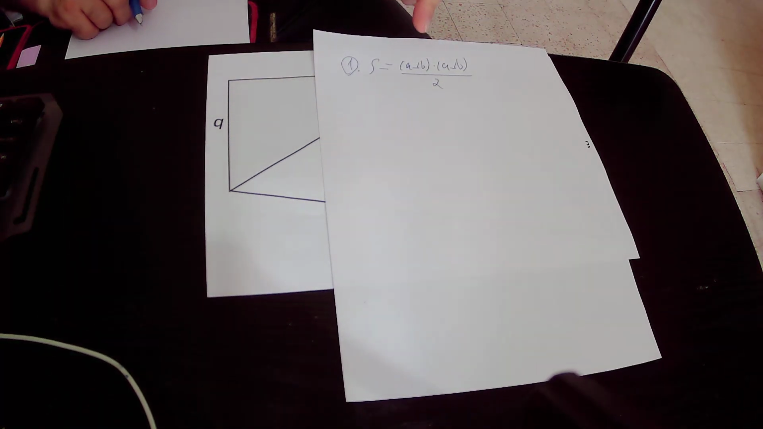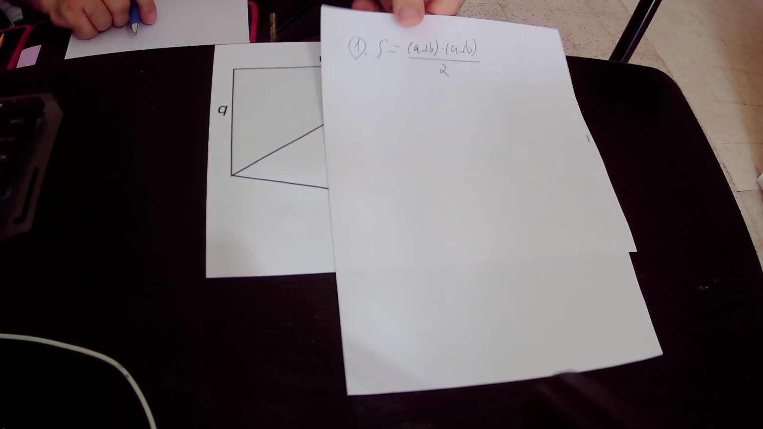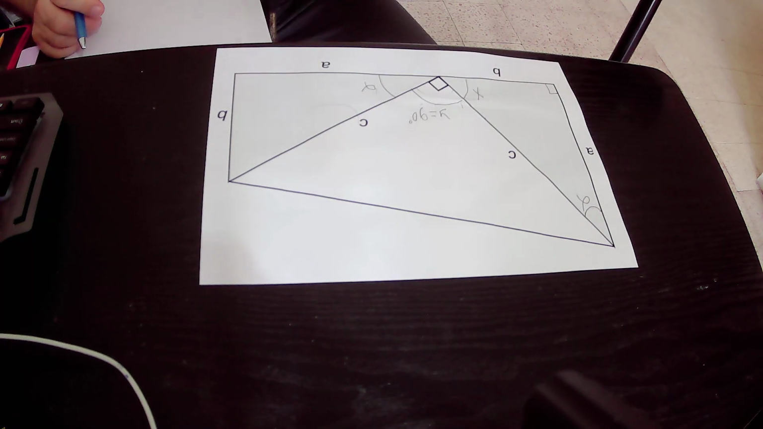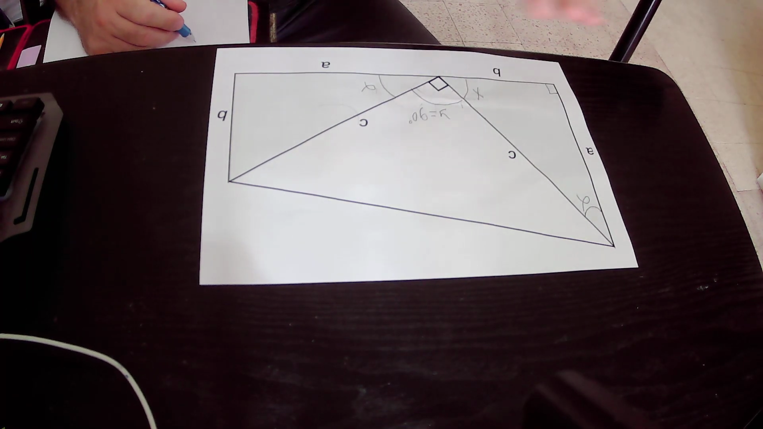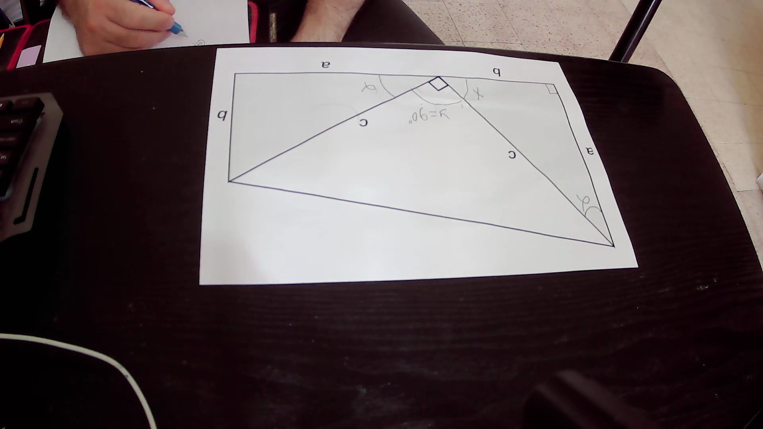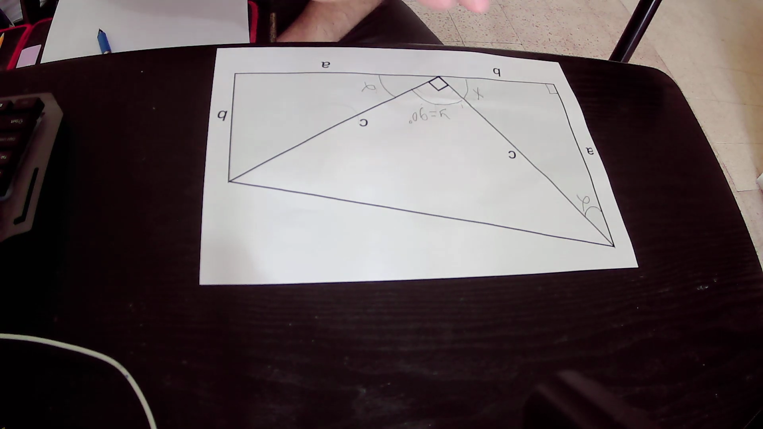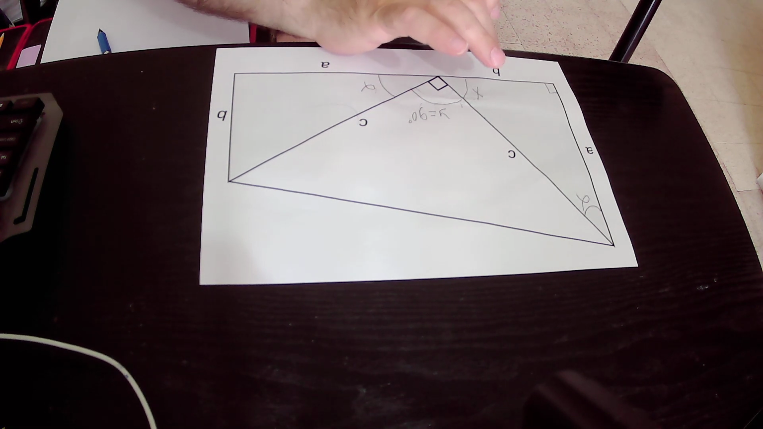So the area of the trapeze is the sum of its parallel sides, that is A plus B, times its height, that is A plus B also, all divided by 2. Now we'll calculate the area of the trapeze in a second way. We can say that the area of the trapeze is actually the sum of areas of its three triangles.